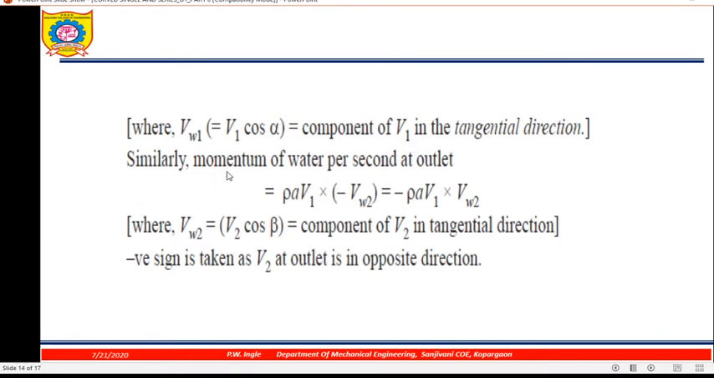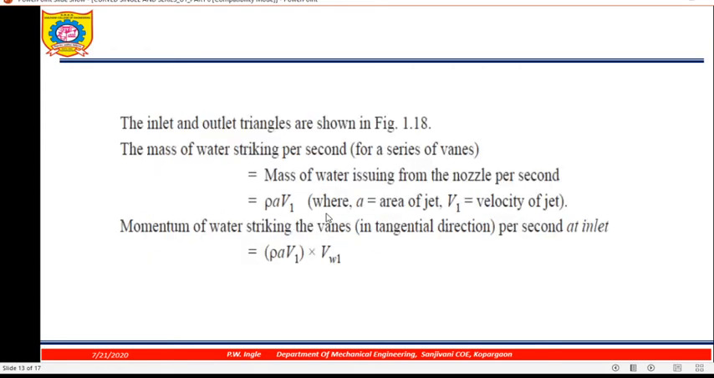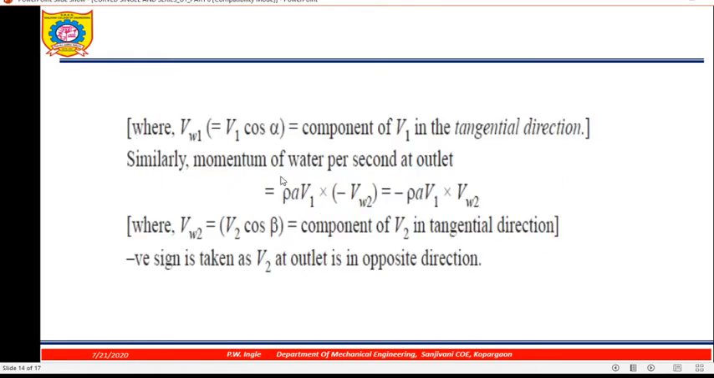Similarly, momentum of water per second at outlet is minus rho A V1 VW2. This is very important because the mass of water issuing from the nozzle is rho A V1. So rho A V1 into VW1 is the momentum of water striking the vanes at inlet, and the momentum of water at outlet has a minus sign taken because V2 at outlet is in the opposite direction. Now VW2 is V2 into cos beta.